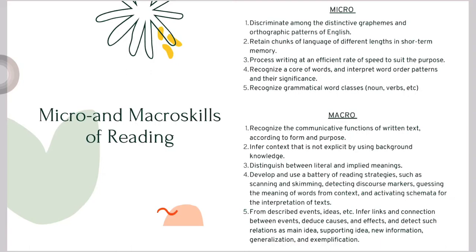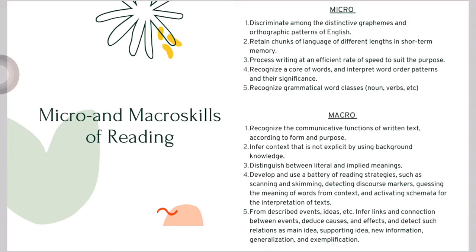As you can see here, for micro skills, the first one is discriminating among the distinctive graphemes and orthographic patterns of English. The second is retaining chunks of language of different lengths in short-term memory. The third is processing writing at an efficient rate of speed to suit the purpose. The fourth is recognizing a core of words and interpreting word order patterns and their significance. The last is recognizing grammatical word classes such as noun, verb, etc.